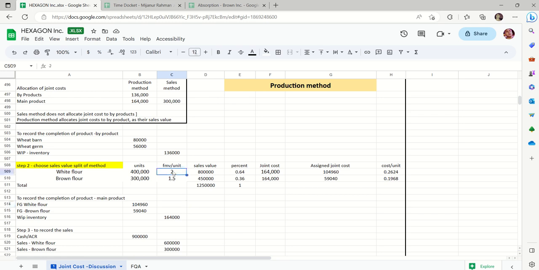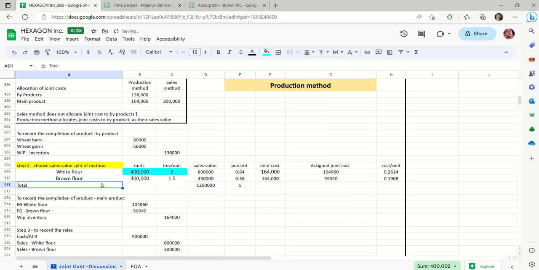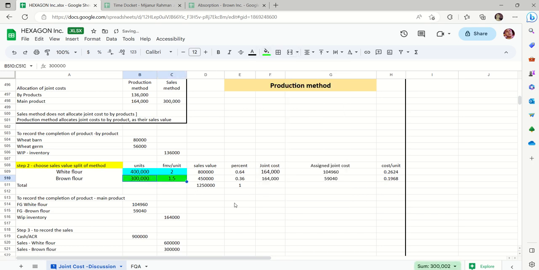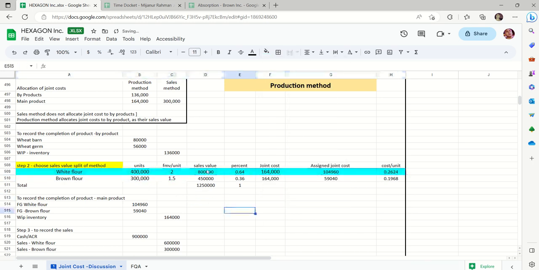The fair market value for each pound of white flour is $2, and you can see that highlighted in cyan. And for brown flour, the fair market value for each pound is $1.50, highlighted in green. Once we figure this out, I'm going to highlight that in cyan. We just simply multiply 400,000 times 2. That would give you 800,000.